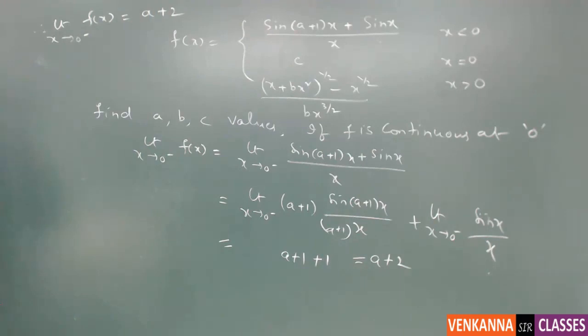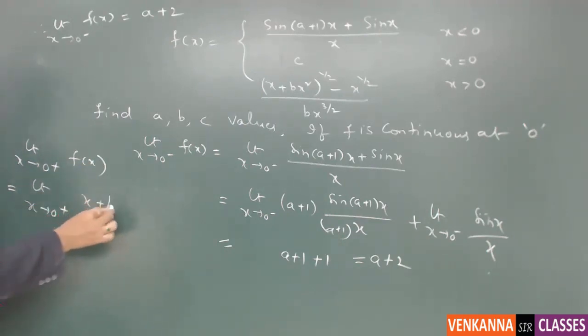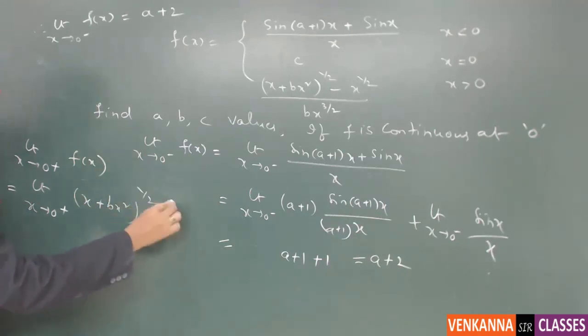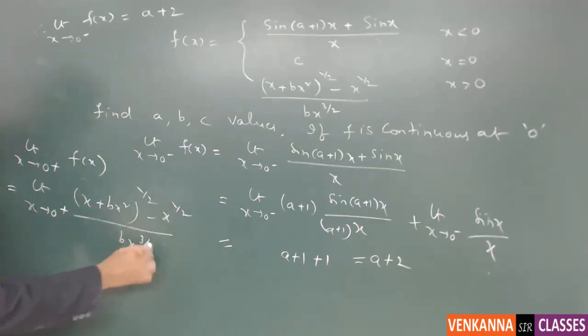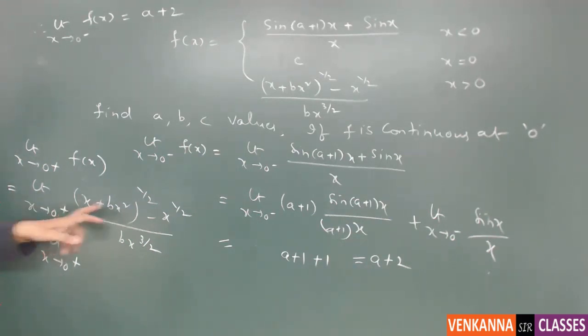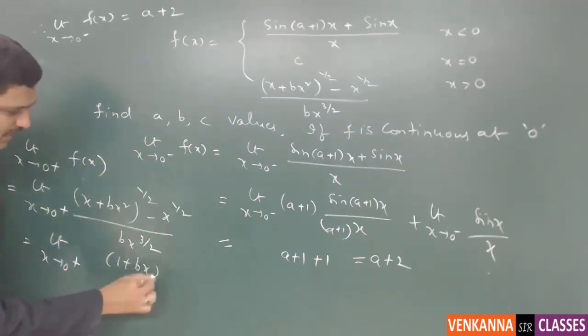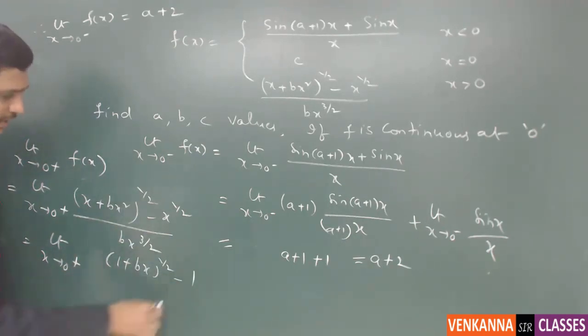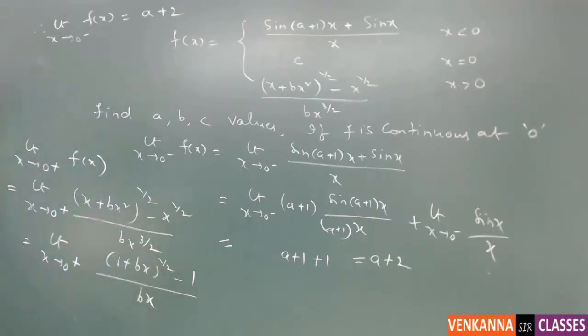Now let us calculate the right hand limit. So if we calculate limit x tends to 0 plus f of x, limit x tends to 0 plus of (x plus bx squared) whole power 1 by 2 minus x power 1 by 2, by bx power 3 by 2. So here limit x tends to 0 plus. What I am doing, I will take x common here so that x power 1 by 2 gets cancelled in the total expression. So it will be (1 plus bx) whole power 1 by 2 minus 1, by bx. So do you agree for this?